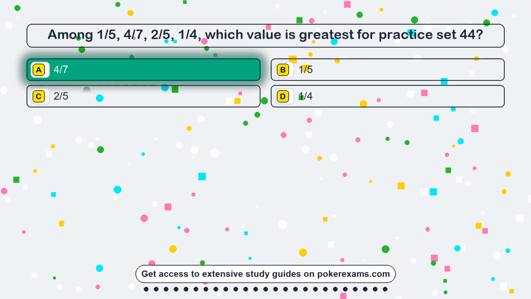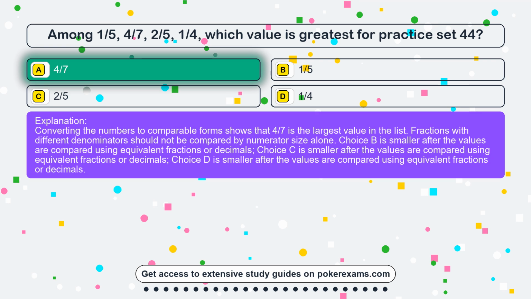The correct answer is option A, 4/7. Converting the numbers to comparable forms shows that 4/7 is the largest value in the list. Fractions with different denominators should not be compared by numerator size alone. Choices B, C, and D are each smaller after the values are compared using equivalent fractions or decimals.